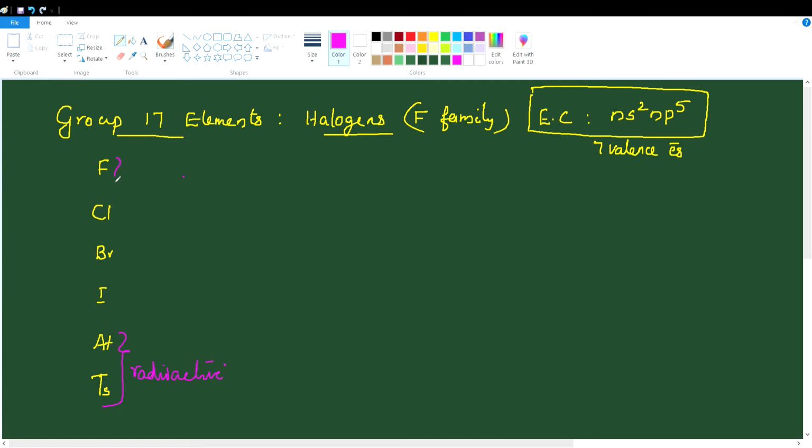Fluorine and chlorine exist as gases. Bromine is a liquid at room temperature. We know bromine is the only liquid non-metal. Iodine and astatine are solids.